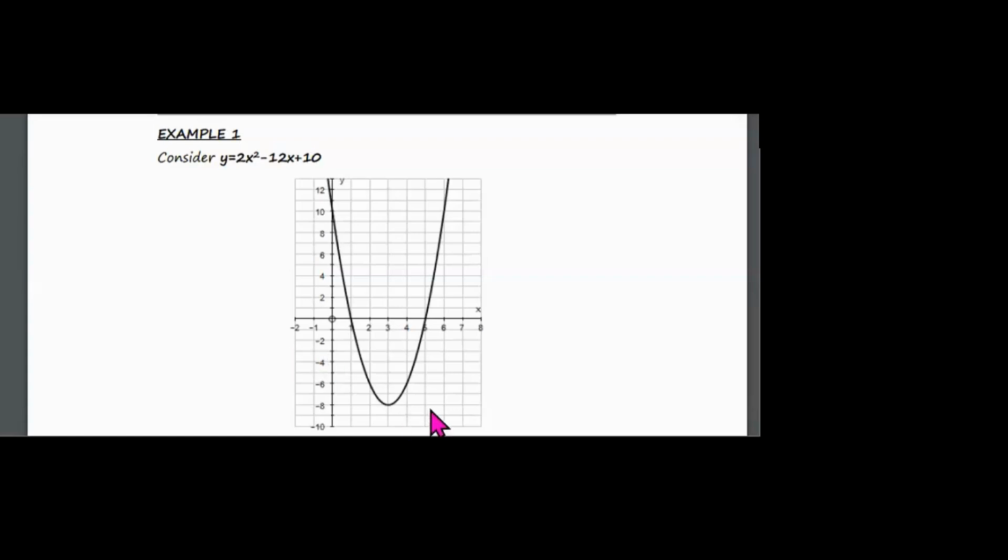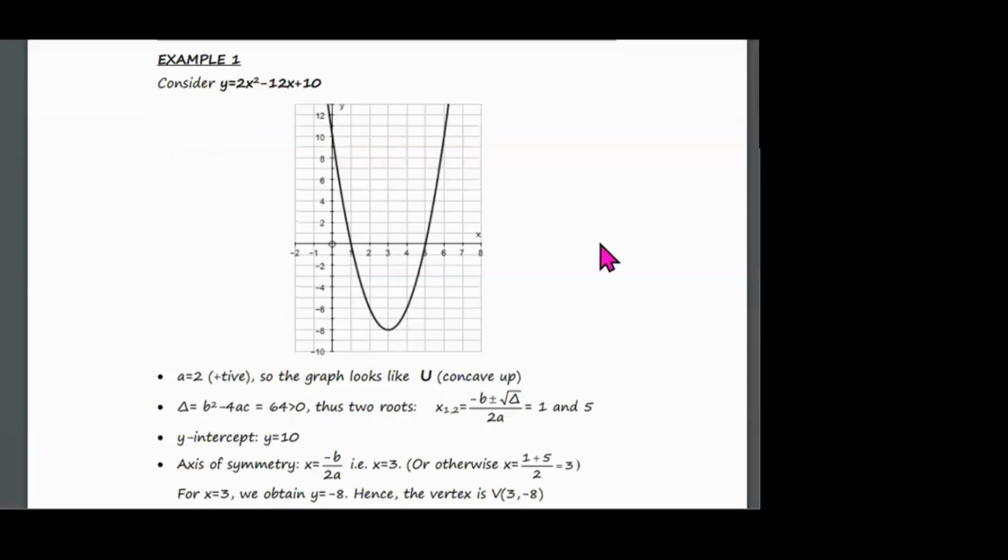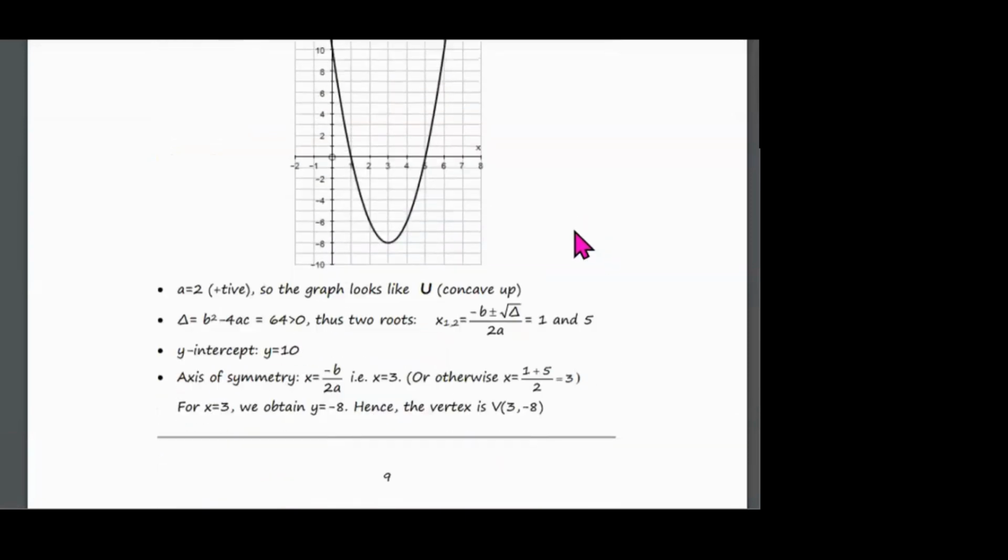So let us discuss one by one. First of all, A is positive, so it is concave up, correct? And then you calculated the discriminant, that is delta, b square minus 4ac. It comes out to be 64. Are you getting that? So that tells us two distinct roots. Okay, write down two distinct roots.